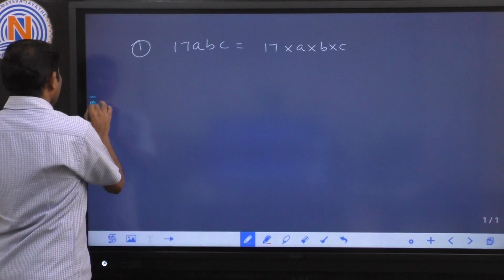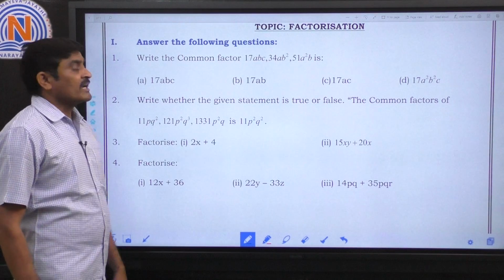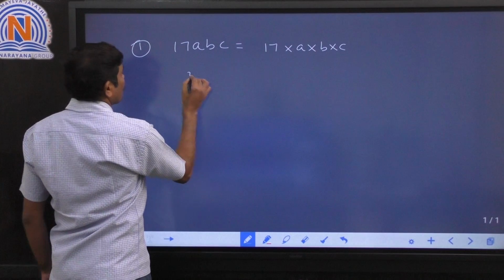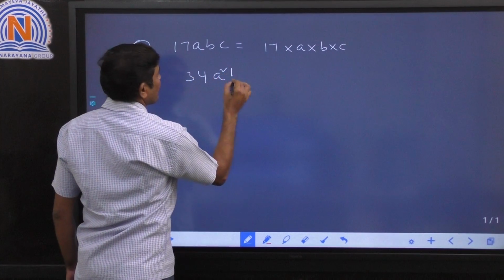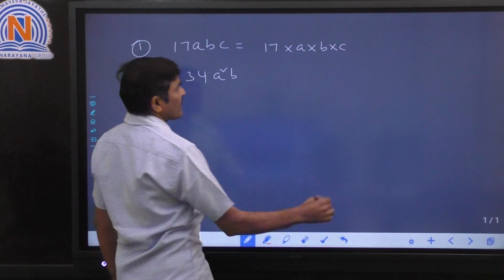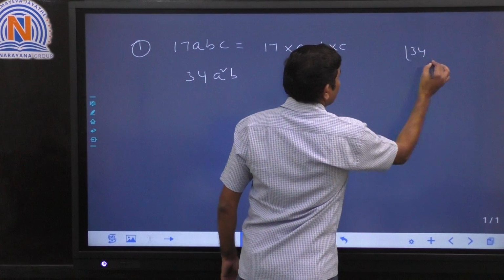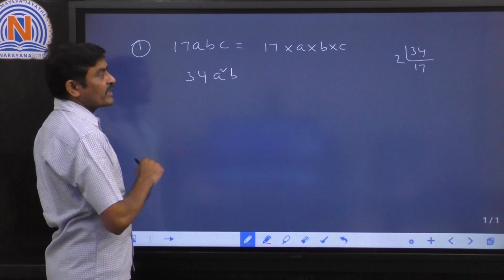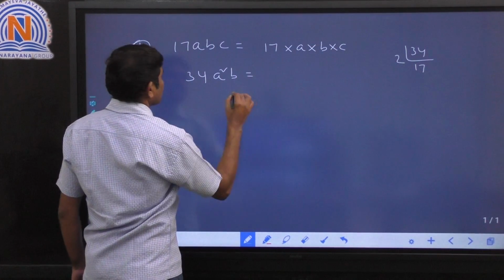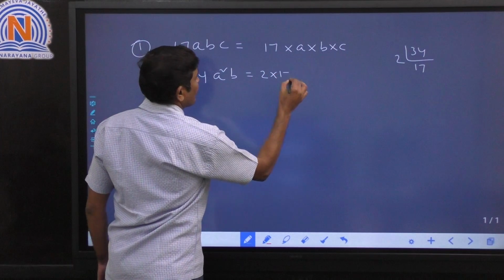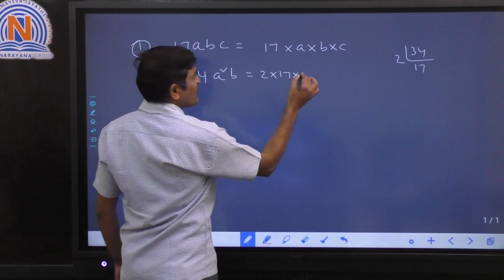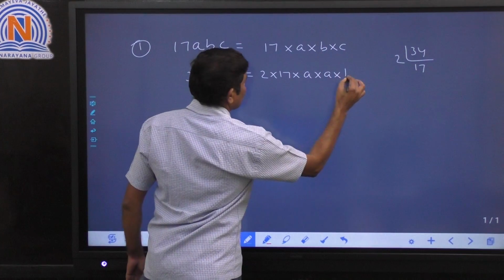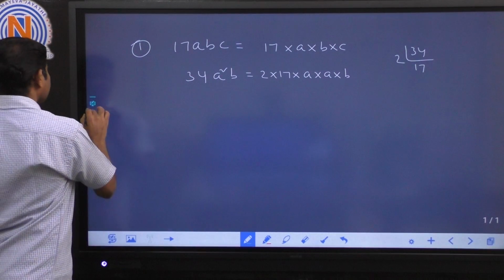Next one is given, 34a square b. What is the prime factorization of 34? 34 prime factorization is 2 into 17. Because 2 and 17 are prime factors, so 2 into 17 into, now a square can be split into a into a, and b is also there. That is 34a square b.